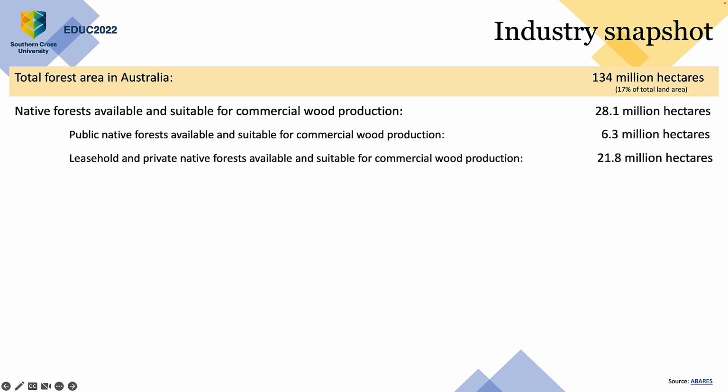Okay, so when we actually look at what is available and suitable for commercial wood production, that actually drops considerably. So that comes down to 28.1 million hectares. And the reality behind that is Australia is a very dry continent. And so a lot of the forest area that we have is actually very dry forest. And one of the main issues there in terms of the sustainability of forestry is the time that it takes to regrow trees after they've been harvested. And in particularly dry areas, that's a long time. So it really does cut down quite a lot what is available.